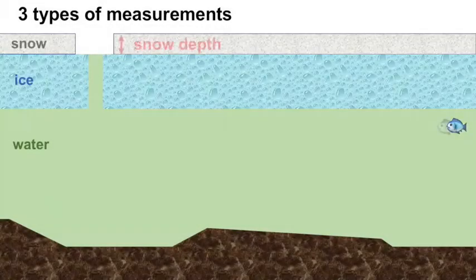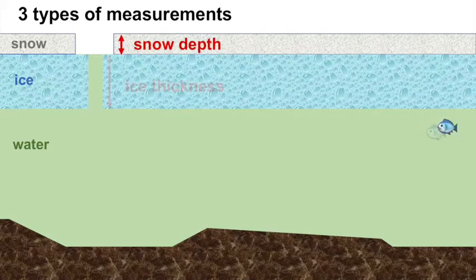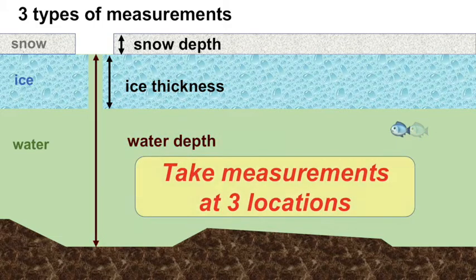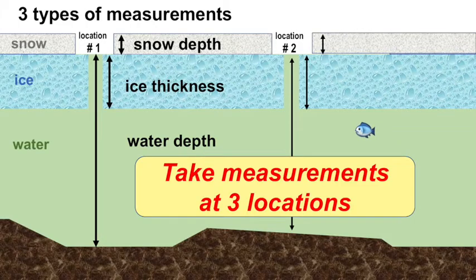We take 3 measurements per location, whether it's a lake or a river. These are snow depth, ice thickness, and water depth. And we take measurements at 3 locations per site.